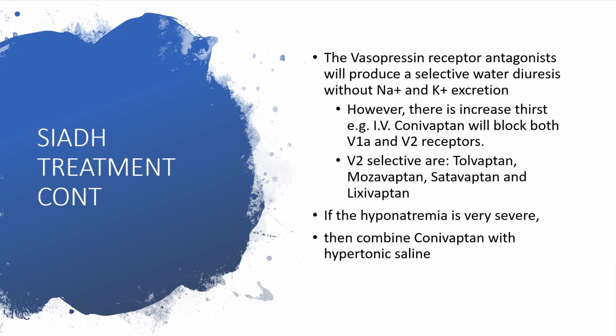V2 selective agents are Tolvaptan, Mozavaptan, Satavaptan, and Lixivaptan, all Vaptans. If the hyponatremia is very severe, which means you have very, very low level of sodium, you can combine Conivaptan, remember, that will block V1a and V2, with hypertonic saline.